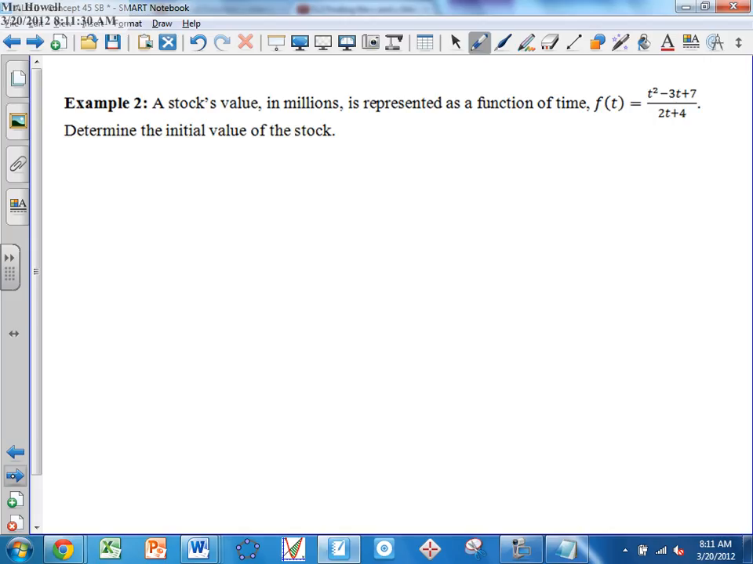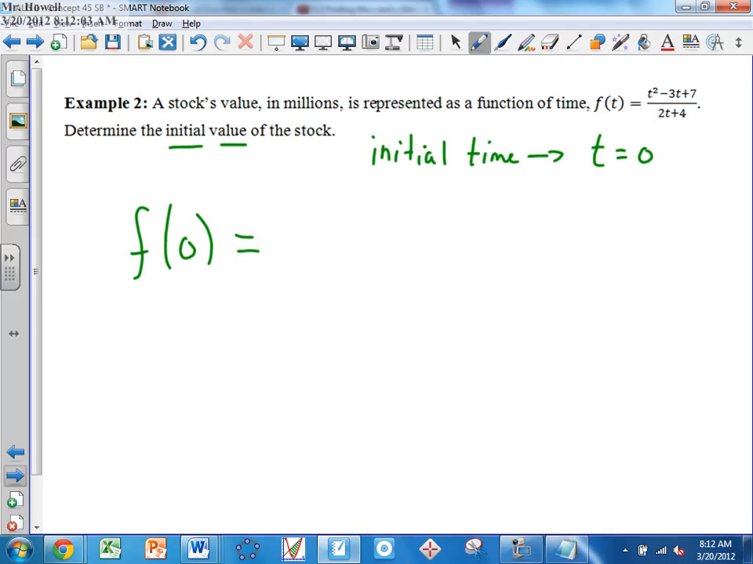So whenever something says find the initial value, and it's a time problem, what are you plugging in for time? 0. Which in this case really means find the y-intercept. If I plug in a 0 for t, isn't that like finding the y-intercept like I just did? So go ahead, plug a 0 in, reduce your fraction, and give me your y-intercept. Remember that initial time means time equals 0.